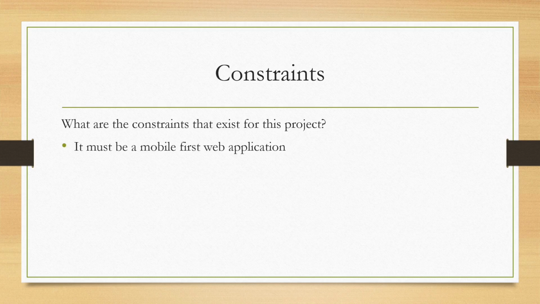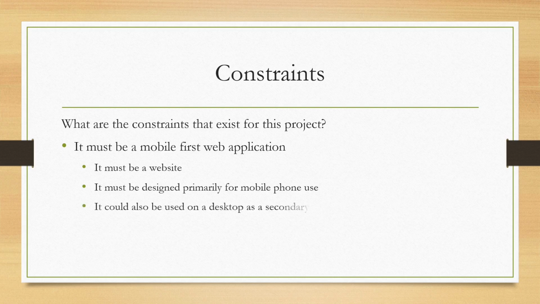So the first one, it must be a mobile-first web application. Okay, so what does that mean? It means it must be a website. We're told we must develop a website. So immediately that's going to put some type of limitations on us with terms of programming languages and development platforms. A website must be primarily designed for mobile phone use. So we need to focus on the mobile experience of the website as opposed to, say, the desktop experience. So the desktop could be considered the secondary platform, but we're focusing on mobile. So that is a constraint.